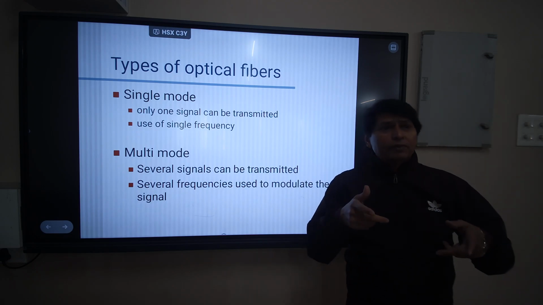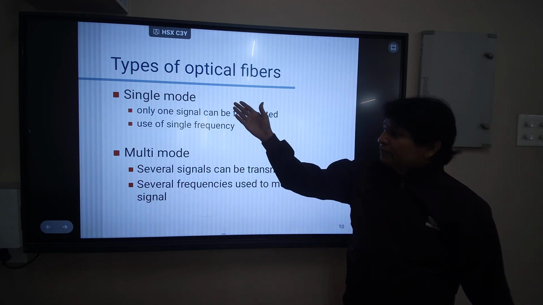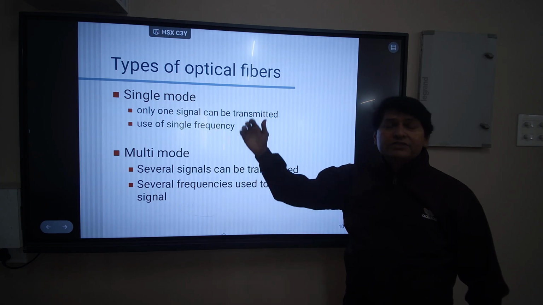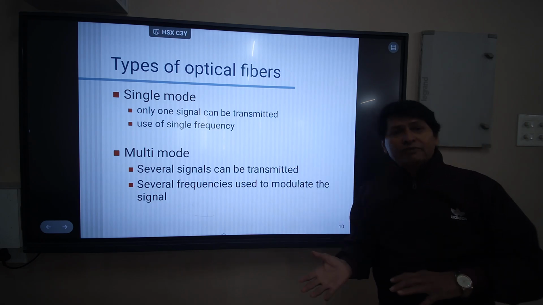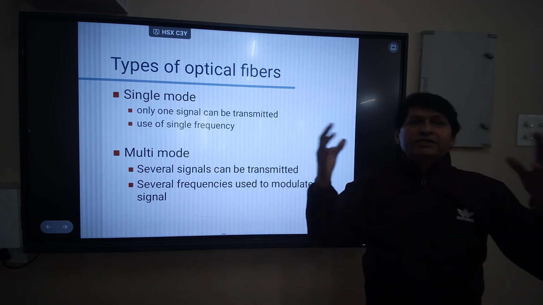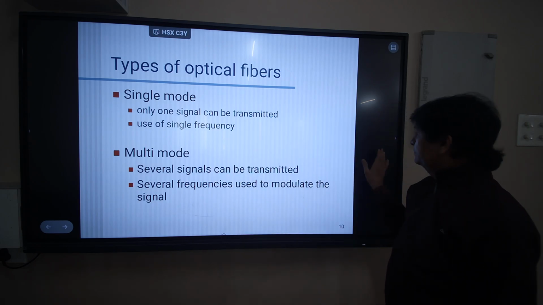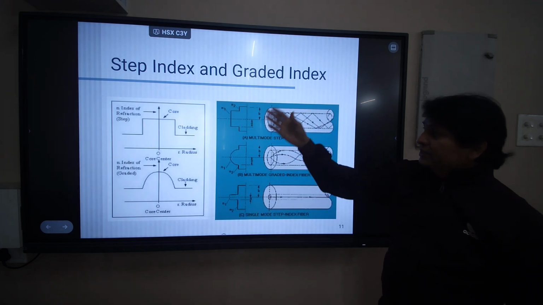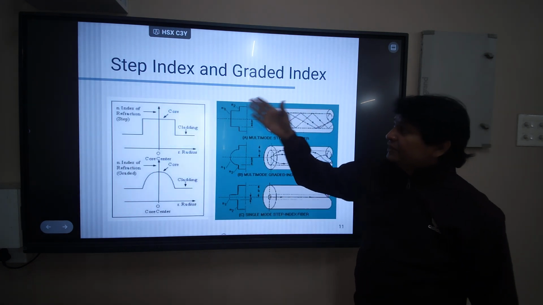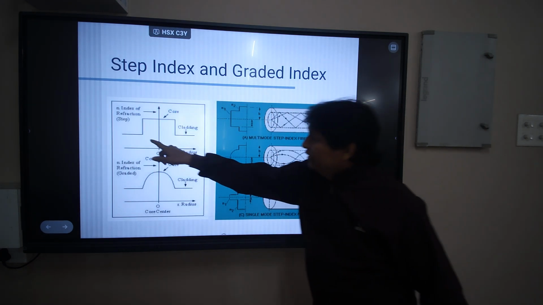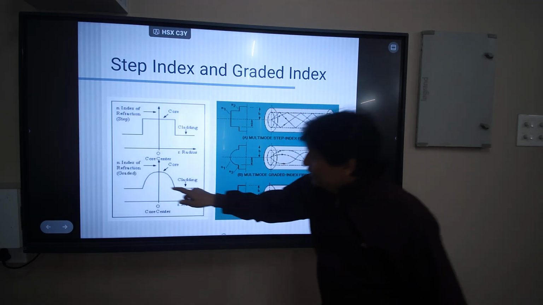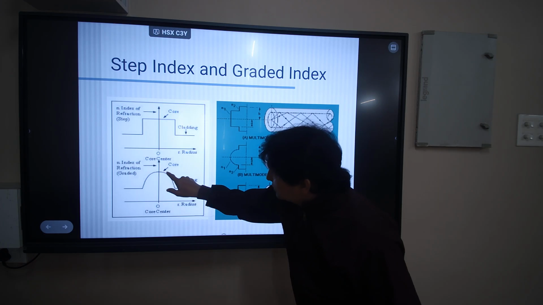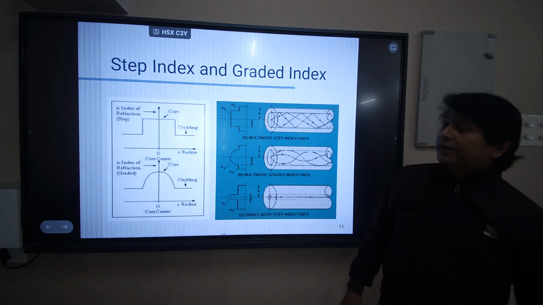Basically, there are two types of optical fiber. One is the single mode optical fiber, the other is the multi-mode optical fiber. In the single mode, we can transmit only one light signal with a single frequency. But in the case of the multi-mode optical fiber, we can send more than one light signal with multiple frequencies. These are pictures of the step index and the graded index. Here is the step forming, therefore it is known as the step index optical fiber. Here is the grade, here is the graded, therefore it is known as the graded index fiber.